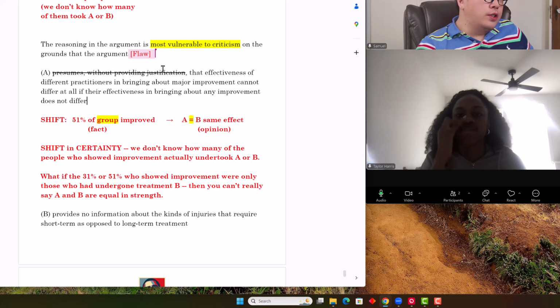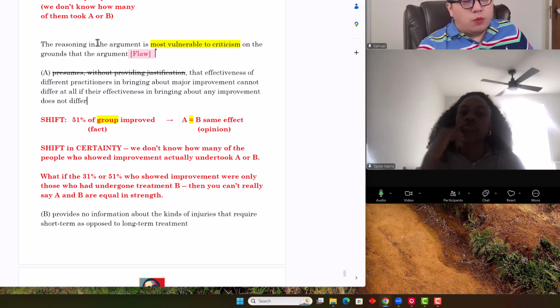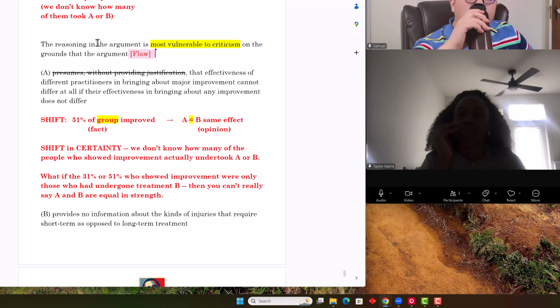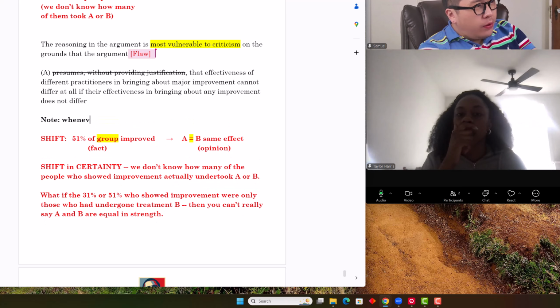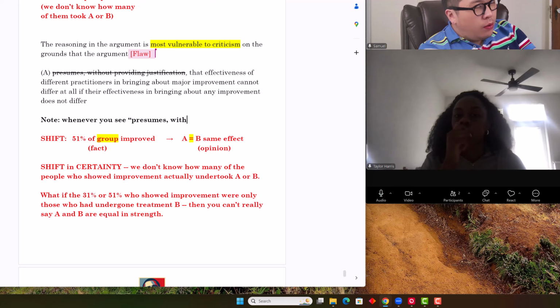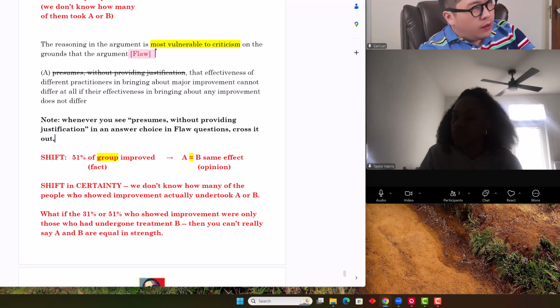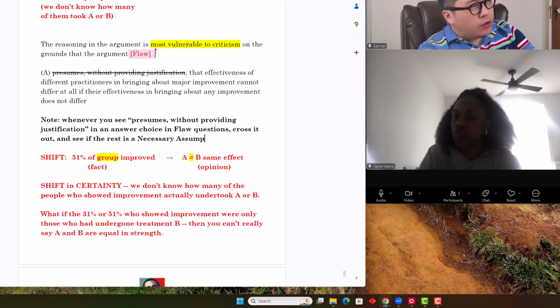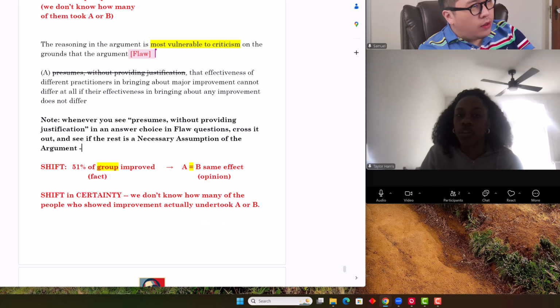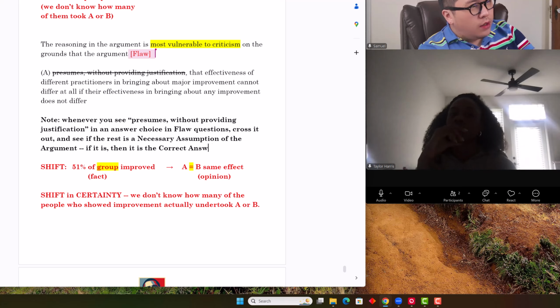Okay, so here's the thing. Whenever you see "presumes without justification," what did I tell you to do? Whenever you see "presumes without providing justification" in an answer choice in flaw questions, cross it out and see if the rest is a necessary assumption of the argument. If it is, that's the correct answer, okay?